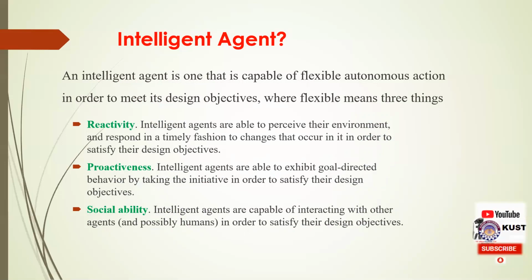An agent must be proactive. So another objective is proactiveness. Intelligent agents are able to exhibit goal-directed behavior by taking the initiative in order to satisfy their design objectives. Social ability: intelligent agents are capable of interacting with other agents, and it is also possible that they interact with humans in order to satisfy their design objectives.